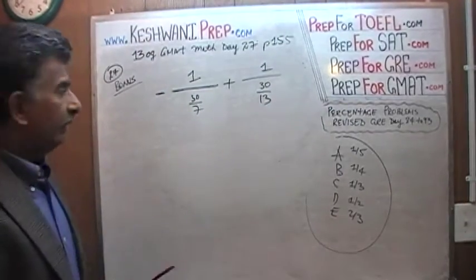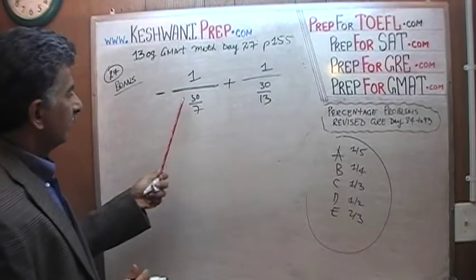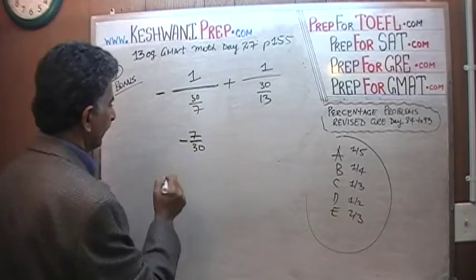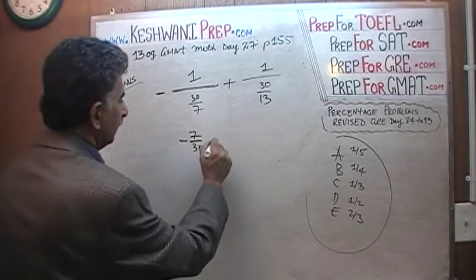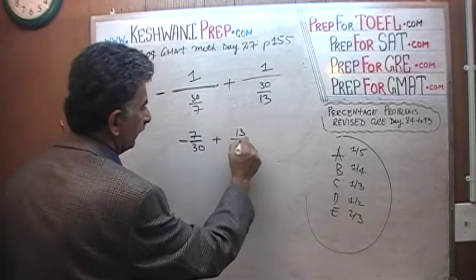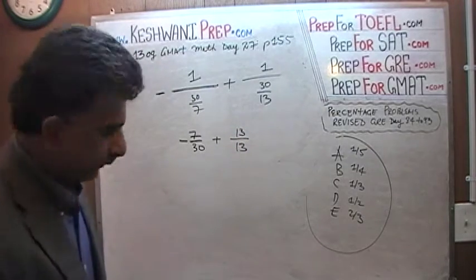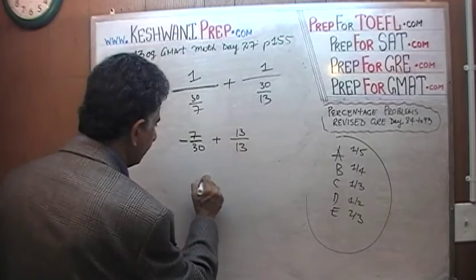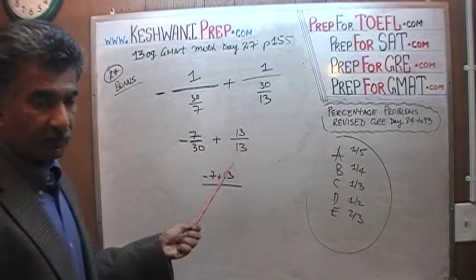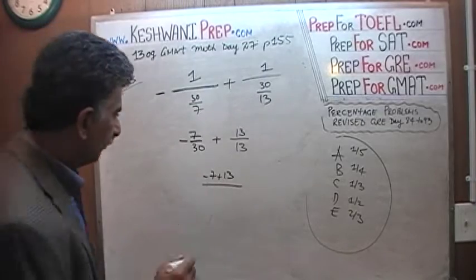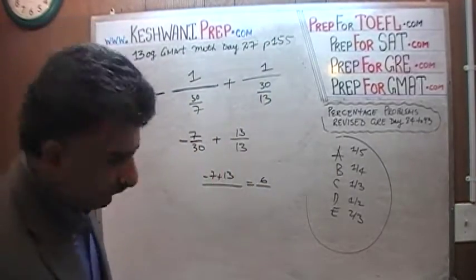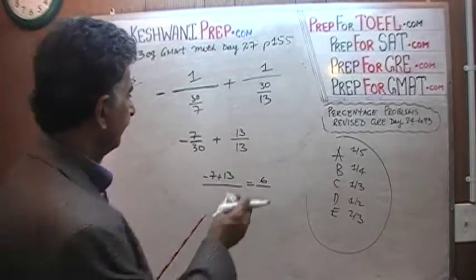Now all we have to do is flip it. So 1 over 30 over 7 is same as 7 over 30, with the negative sign in front of it. Don't forget the negative sign. Plus 1 over 30 over 13 is same as 13 over 30. So we get negative 7 and a positive 13, which is going to give us positive 6. This should have been 30. This is 13 over 30.